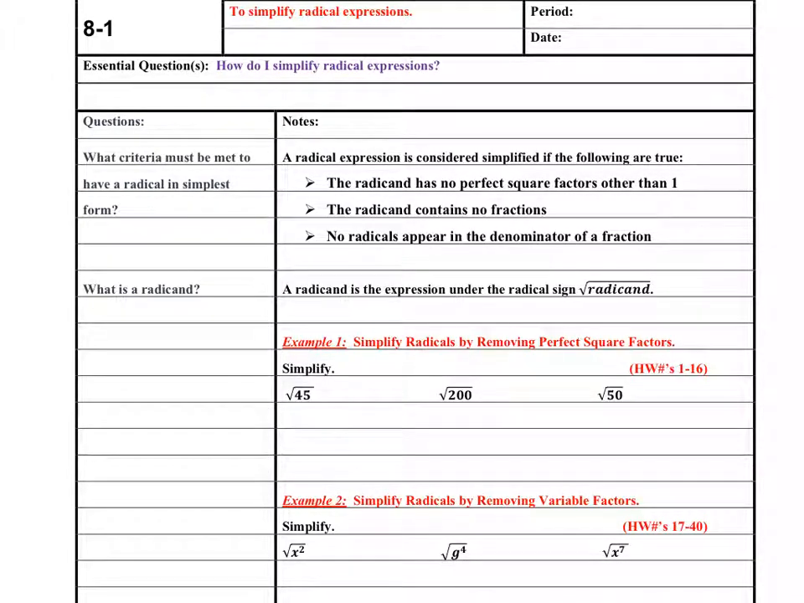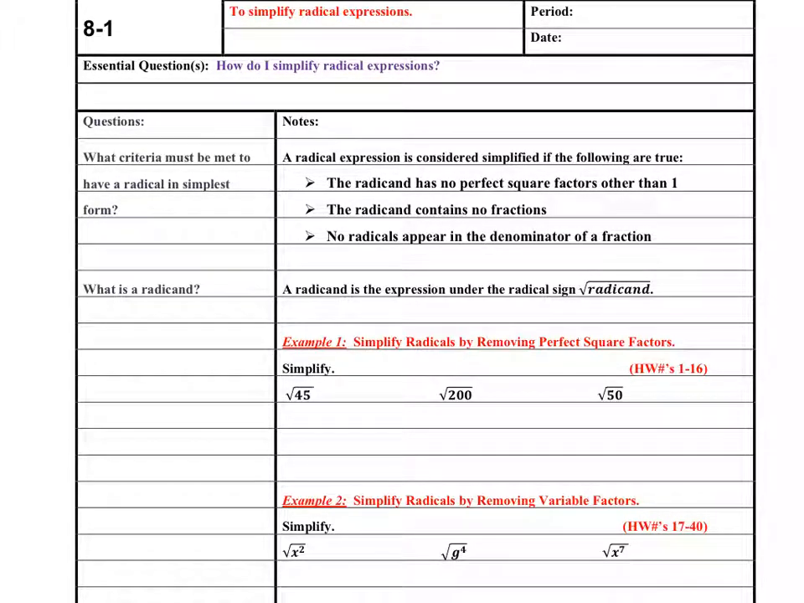A radical expression is considered simplified if the following things are true. The radicand, which is the number underneath the radical sign, the thing in the square root, has no perfect square factors other than 1. So if the number can still be divided by 4, for example, which would be the smallest possible perfect square, then you've not gone far enough. You need to keep going.